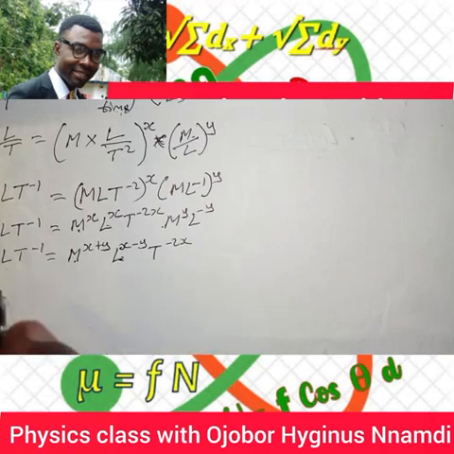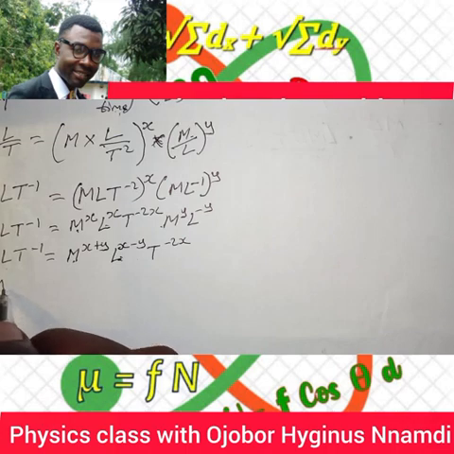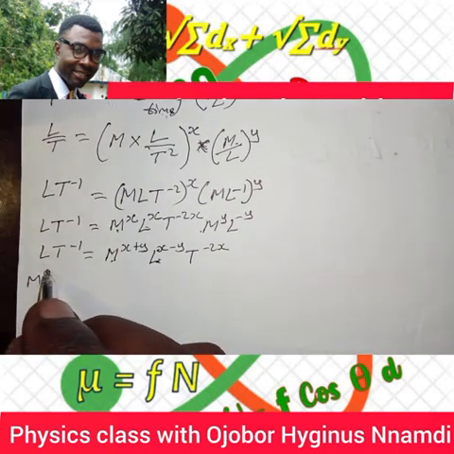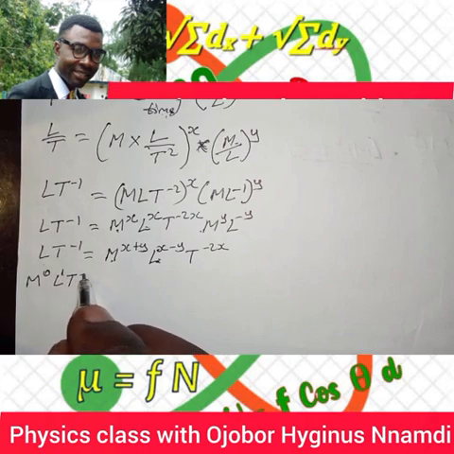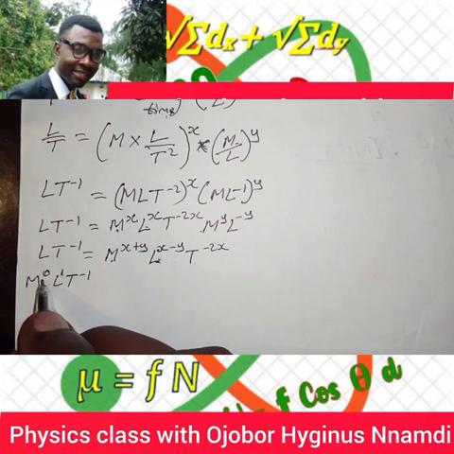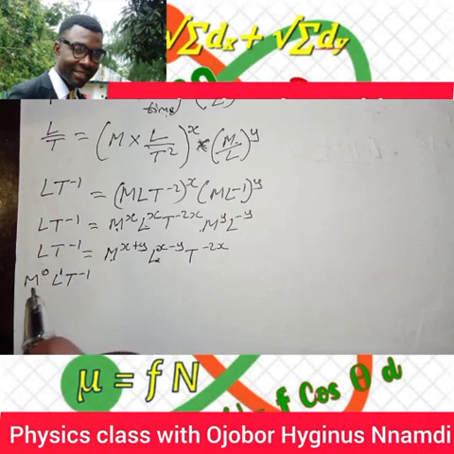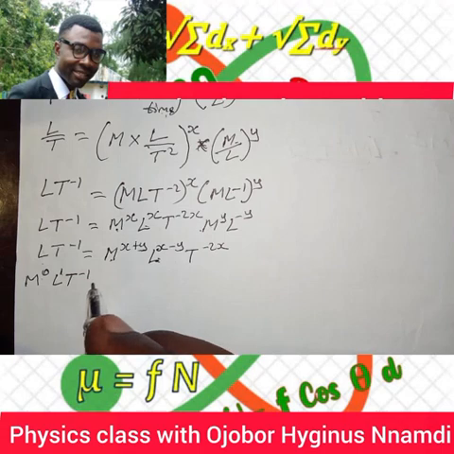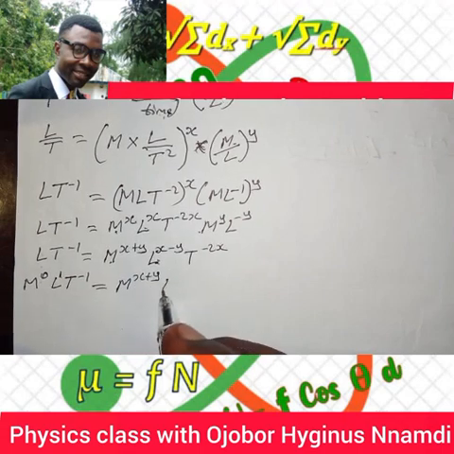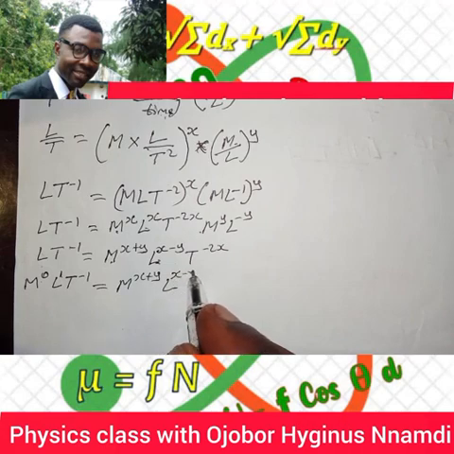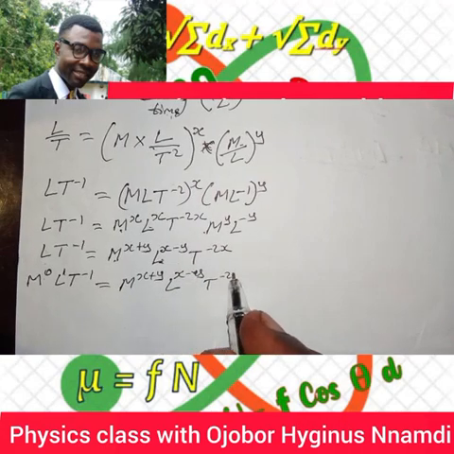So we are going to introduce m here. I can say m raised to power 0 here, L raised to power 1, t raised to power minus 1. This m I have introduced here raised to power 0 did not change anything, because any number raised to power 0 is 1, and so it will return back to this. And L here raised to power 1 is equal to m raised to power x plus y, L raised to power x minus y, and t raised to power minus 2x.